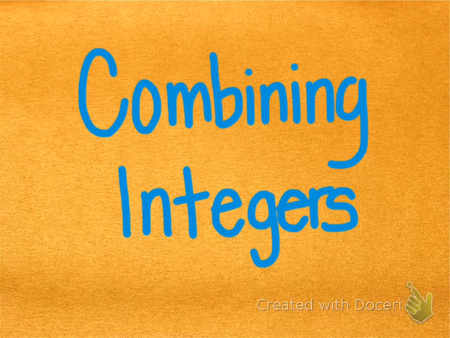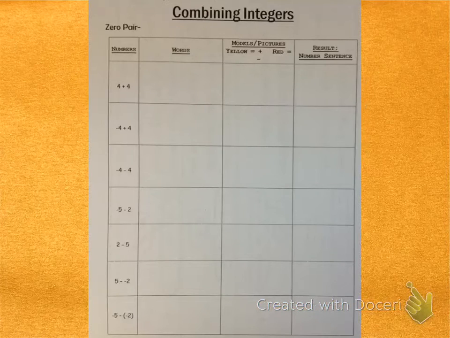Today we are going to learn how to combine integers. Remember, an integer is a whole number and its opposite. We have one definition and a new term here, and that is zero pair, which is where the sum is equal to 0, or the sum is 0.